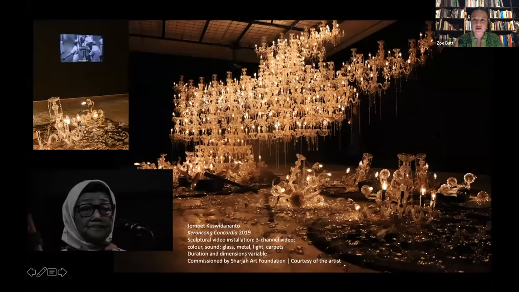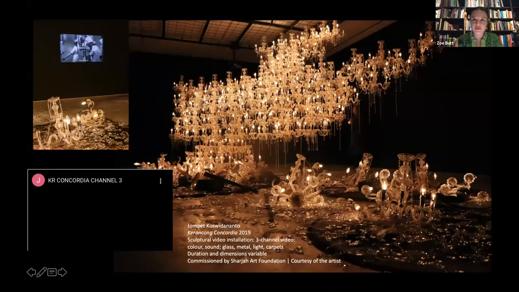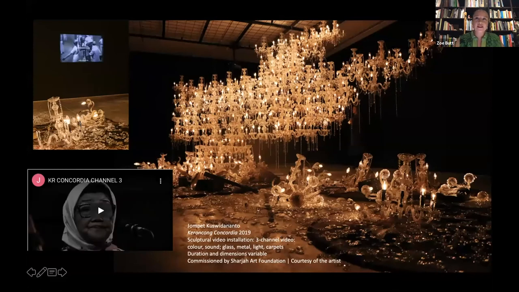Here is an installation view of John Putt's work. It's called Kerenchon Concordia, as I mentioned, commissioned for the Sharjah Biennial 14. I would like to play you a brief soundtrack from this installation.